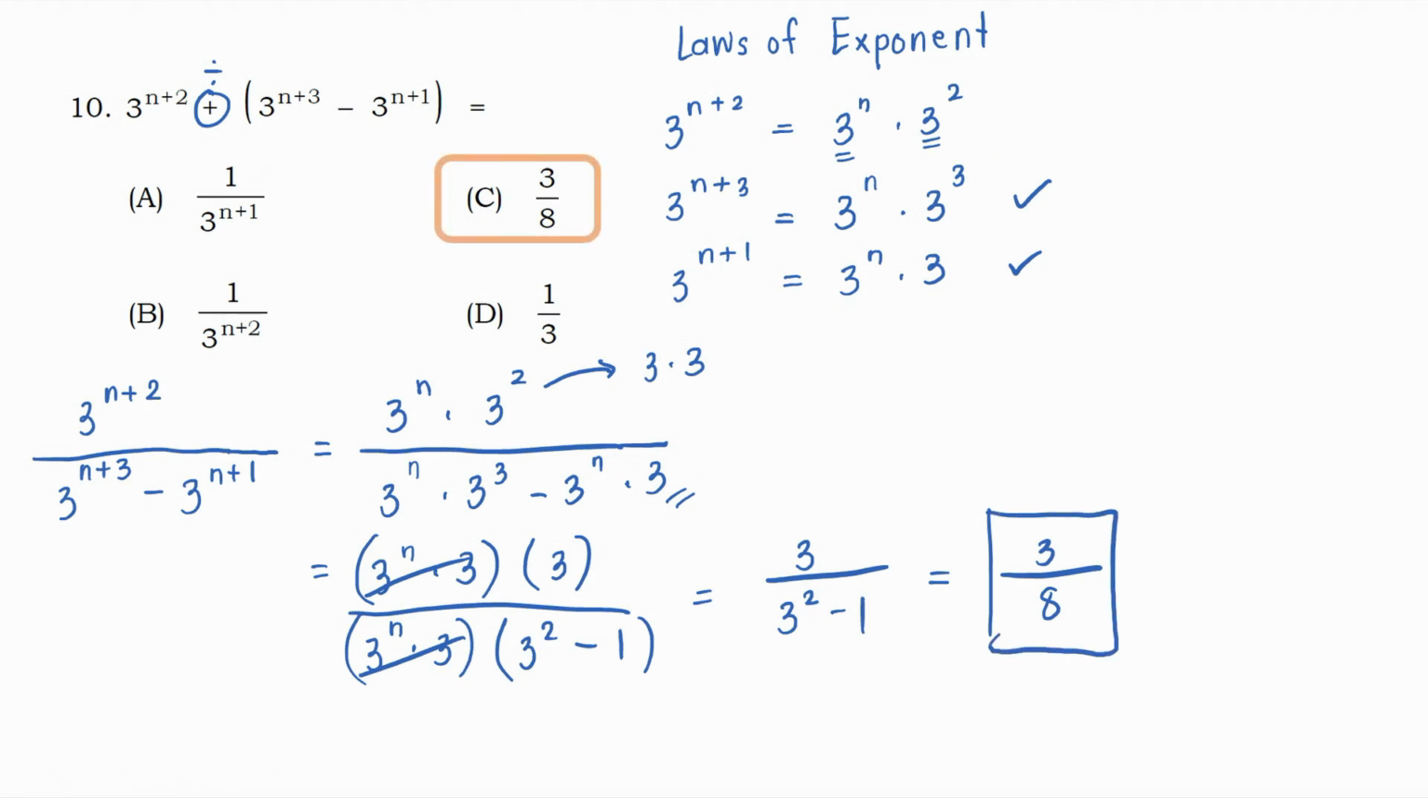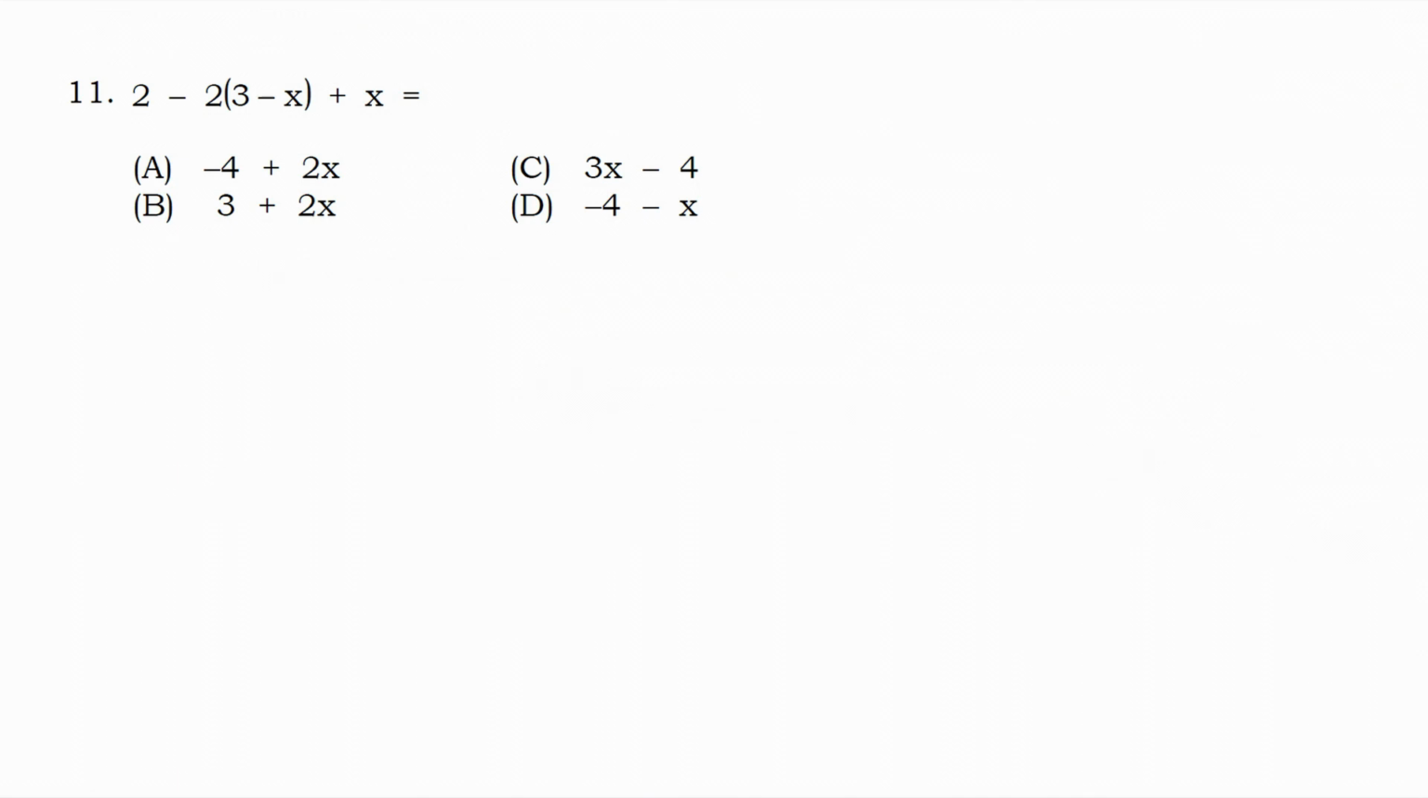Letter C. Number 11, we're given this equation. So, for this one, i-distribute lang natin yung negative 2. I-multiply natin to 3. And then, negative 2 times negative x. And then, subtract, tapos i-add. Okay, so for this one, 2 minus 2 times 3 is 6. And then, negative 2 times negative x is positive 2x. And then, i-add natin yung x. So, plus x. So, ganyan lang siya.